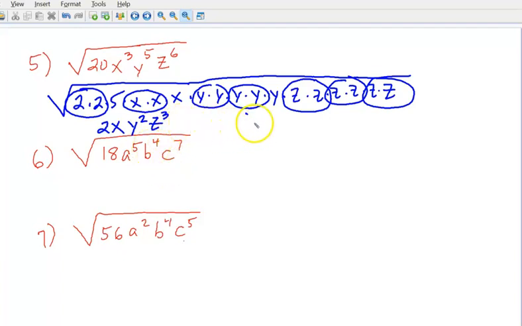All right, so we have what came out, and now what stays under? The 5, x, and y. Okay, questions? I'm going to let you try number 6 on your own, and we'll see how you do with it.